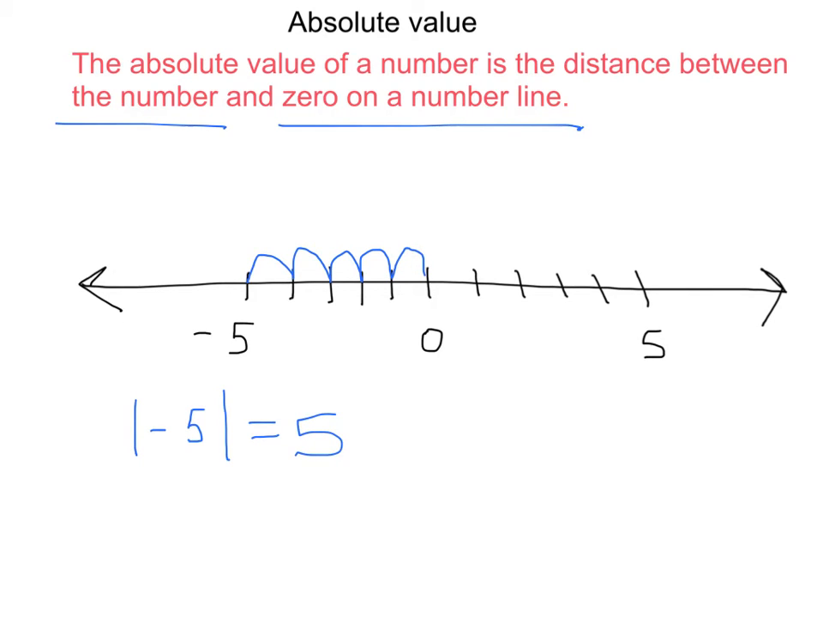So the absolute value is 5. The absolute value of 5, again, is the distance from 0. 1, 2, 3, 4, and 5. So you would say it is also 5. So no matter whether the number is negative or positive, your absolute value answer is always going to be positive because it is representing a distance, and we do not have a positive or a negative distance. It's just distance. It's how far something is from 0.